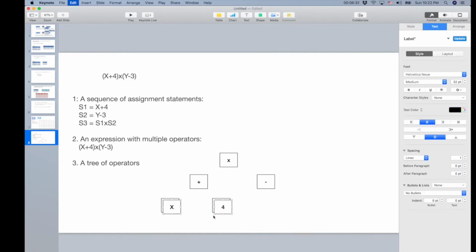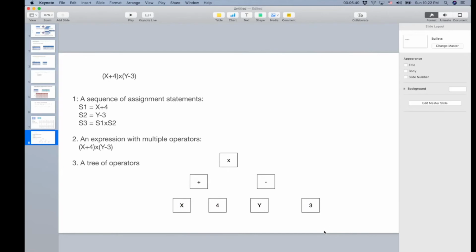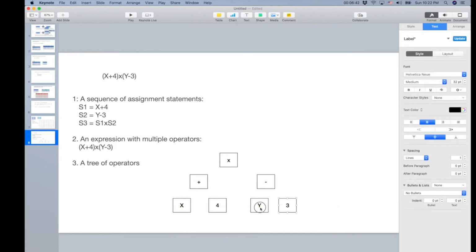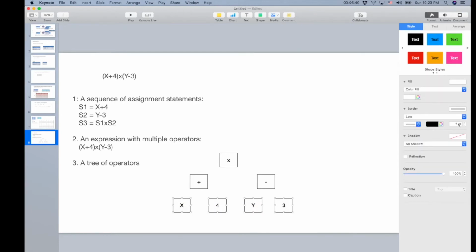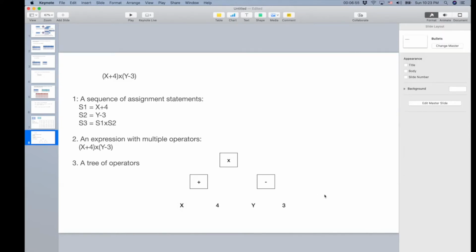It will be similar for the right branch. We have this y and 3, right? So we can represent the expression as a tree as well. We can make it different. We can remove the boundary, we remove the boundary for the numbers, right?